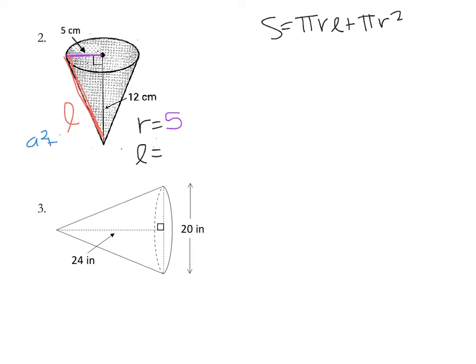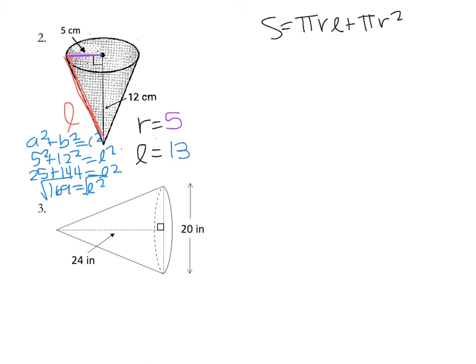So I'm just going to do that over here on the side. A squared plus B squared equals C squared. That's going to be 5 squared plus 12 squared equals L squared. We get 25 plus 144 equals L squared. 169 equals L squared, and take the square root. L ends up being 13.